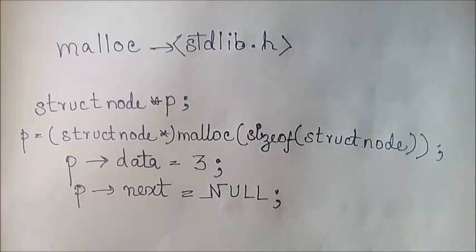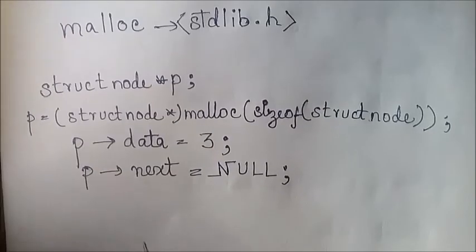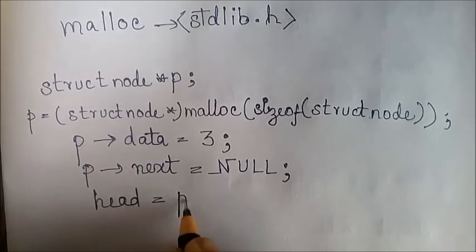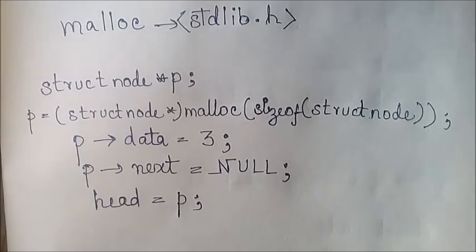There is still one step left, that is we have to point the head to the base address of the first node. So we can write head is equal to p. Head is a pointer, p is also a pointer, so head will hold the address held by p, which is also the base address of the first node.